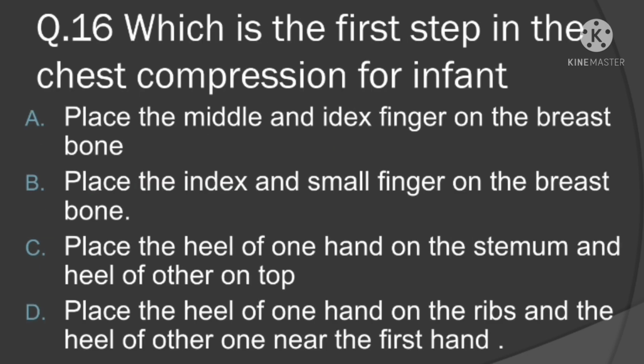Question number 16. Which is the first step in the chest compression for infant? A. Place the middle and index finger on the breastbone. B. Place the index and small finger on the breastbone. C. Place the heel of one hand on the sternum and heel of the other on top. D. Place the heel of one hand on the ribs and the heel of the other near the first hand. Correct answer is place the middle and index finger on the breastbone.